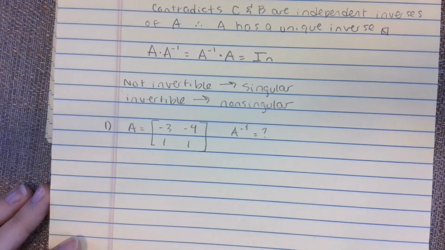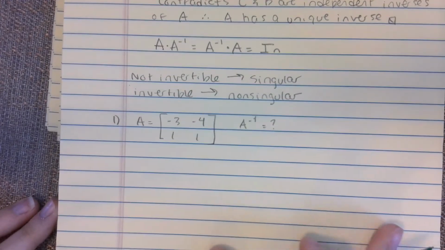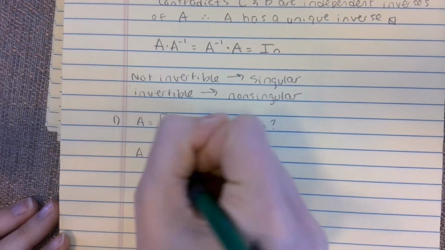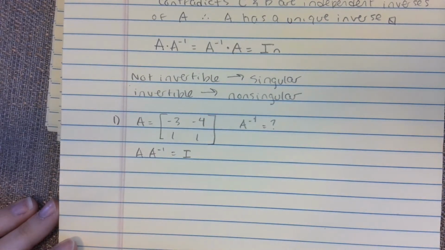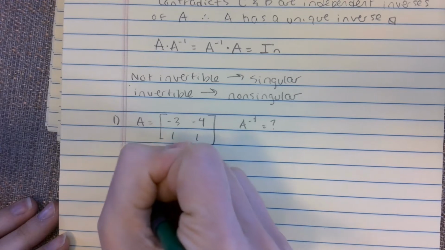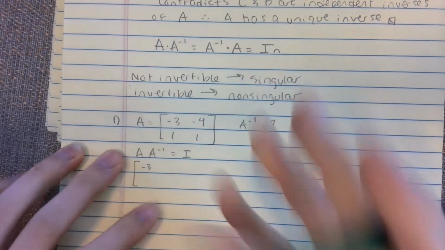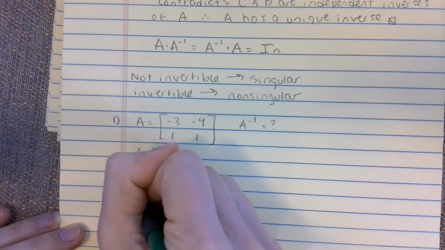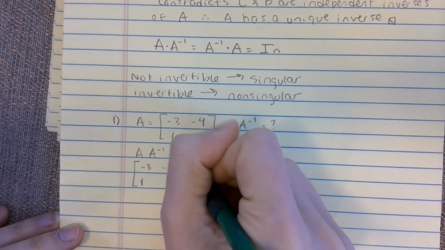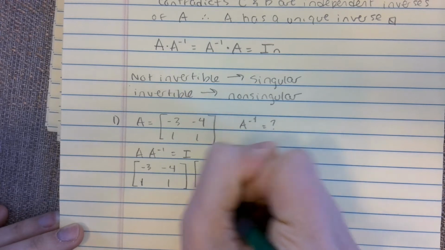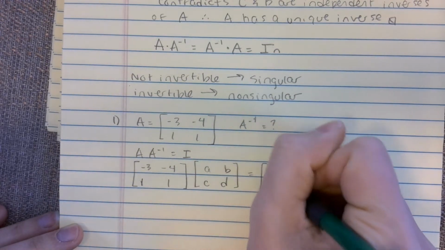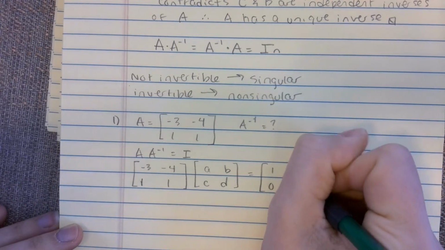One way we can tackle this is to make a system of equations. We know that A times A inverse is the identity matrix. Which means -3, -4, 1, 1, times, let's call this just A, B, C, D, is equal to the 2 by 2 identity matrix, 1, 0, 0, 1.